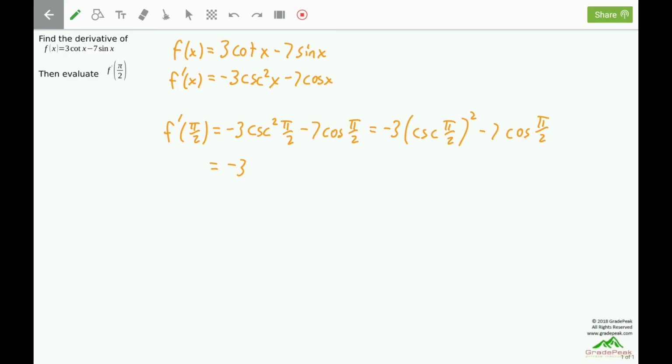Now we're going to evaluate each of those trig functions. The cosecant is 1 over the sine of pi over 2. The sine of pi over 2 is a 1, so 1 over 1, and then quantity squared. The cosine of pi over 2 is a 0. So we will have negative 3 times 1, and then 7 times 0 is a 0. Negative 3 times 1 gives us a negative 3.